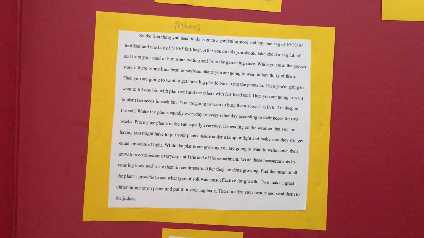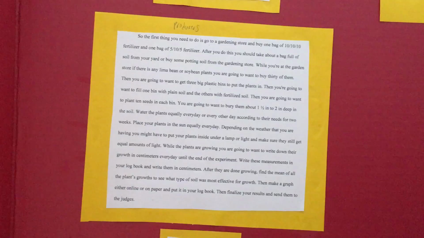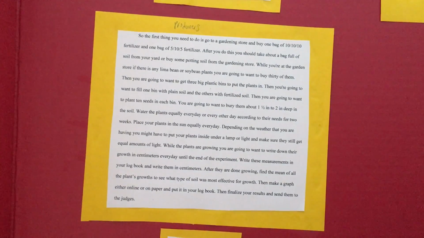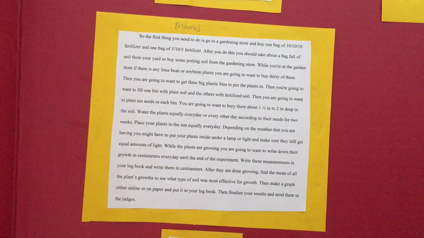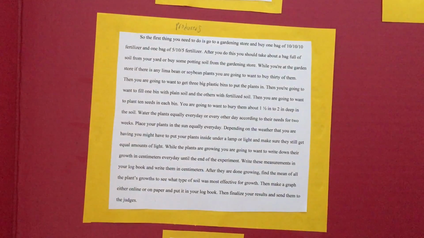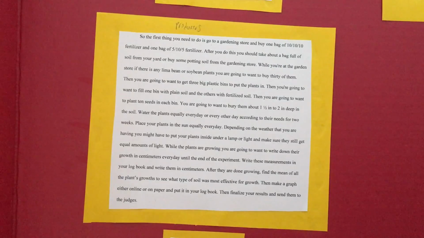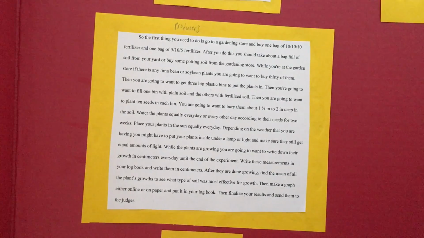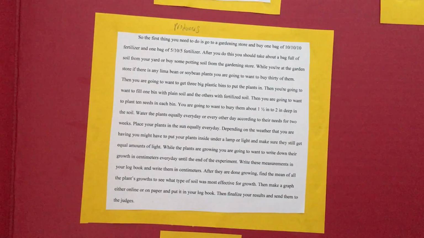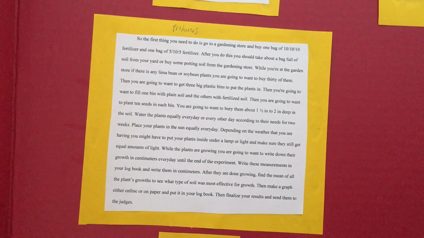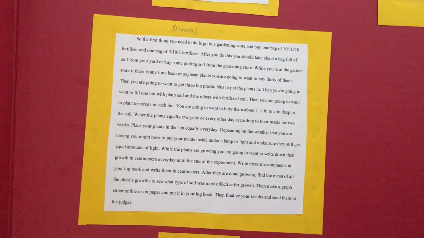Water them equally every day or every other day according to their needs for 2 weeks. Place your plants in sunlight equally every day. Depending on the weather that you are having, you might put the plants inside under a lamp or light and make sure that they are getting equal amounts of light. When the plants are growing, write down the growth in centimeters every day until the end of the 2-week period. Write these measurements in your logbook.